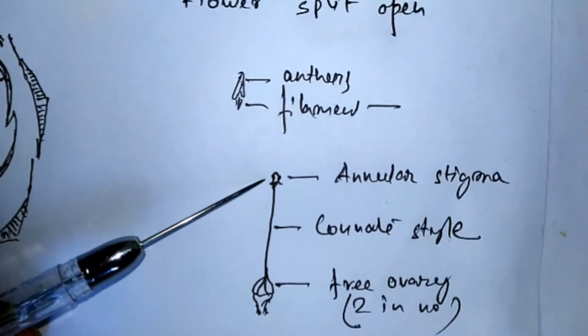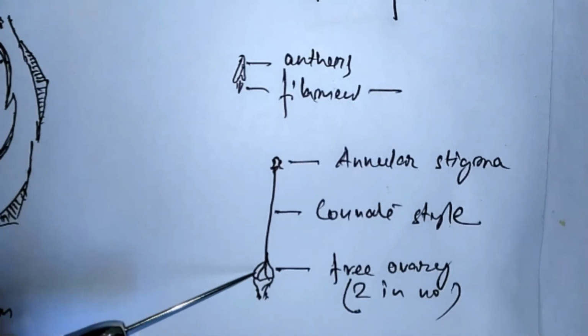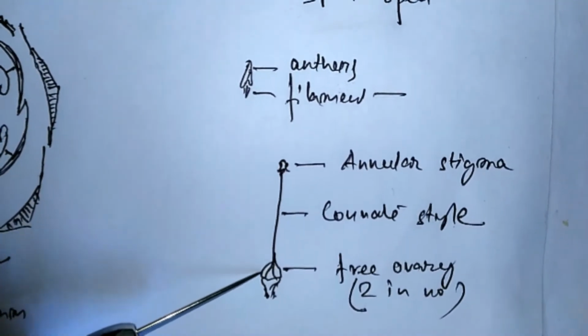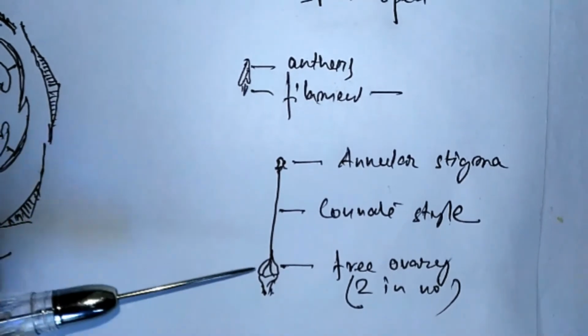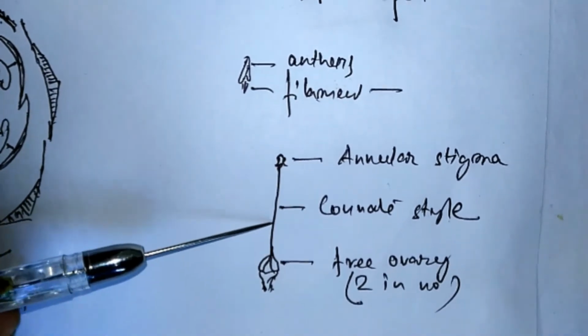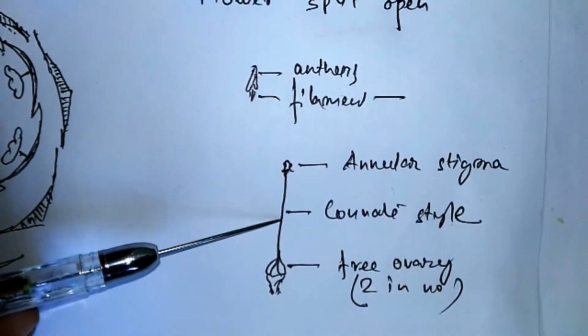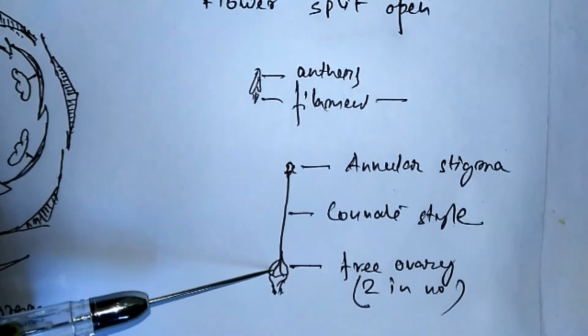This is the diagram of the gynoecium. The gynoecium is made up of 2 carpels. Here, the ovaries are free from each other, and the style and stigma are attached or connate to each other, and the ovary is superior.